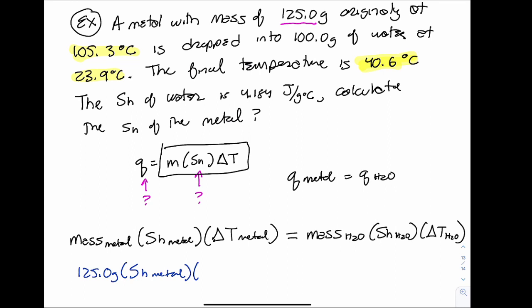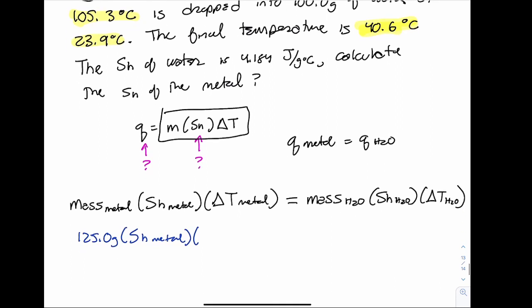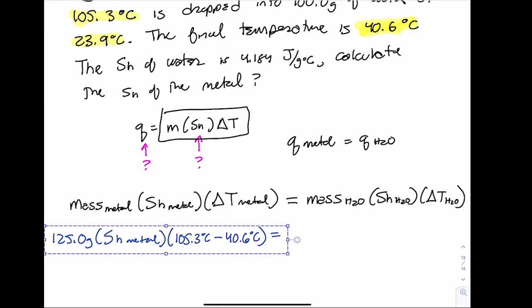The temperature change for my metal, I'm going to have 105.3 degrees Celsius minus 40.6 degrees Celsius. And you could calculate that first and then just plug in the change, which we probably should do because I'm going to run out of room. Let me move this over a little bit and see if we can squish it in.